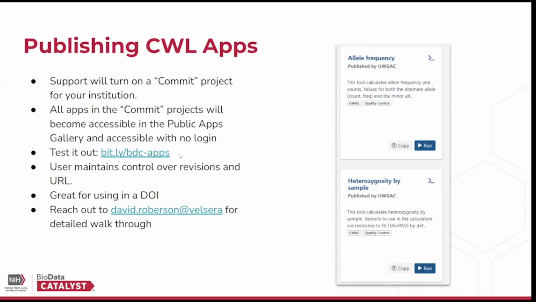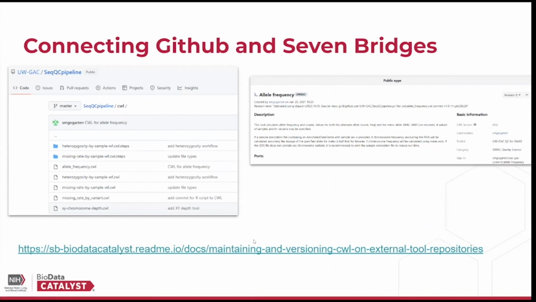I glossed over a lot of details here, but feel free to email me at david.robertson@bellsera.com for a more detailed walkthrough. And on some of those details, you don't have to do this, but what University of Washington did was they connected their GitHub repository and 7bridges. The way they did this is using a piece of software called 7bridges pack, or SB pack.